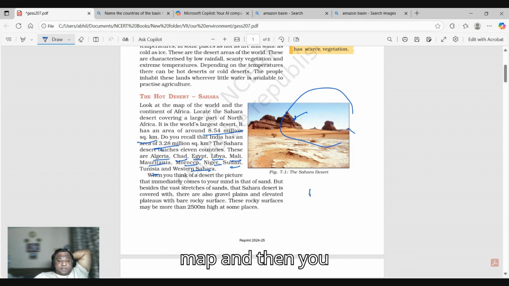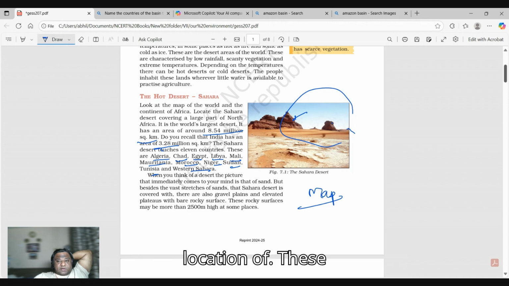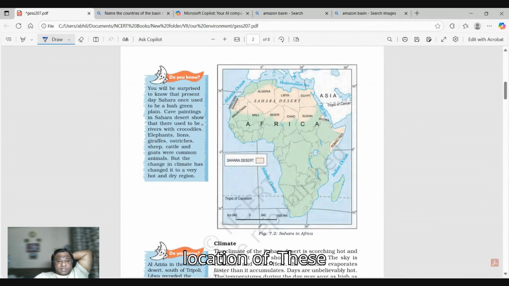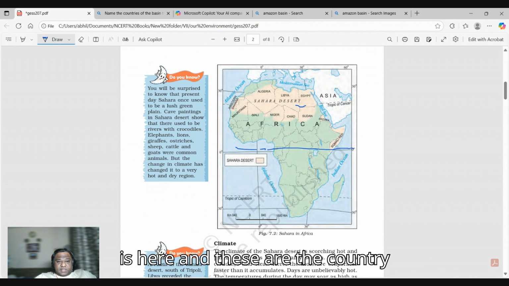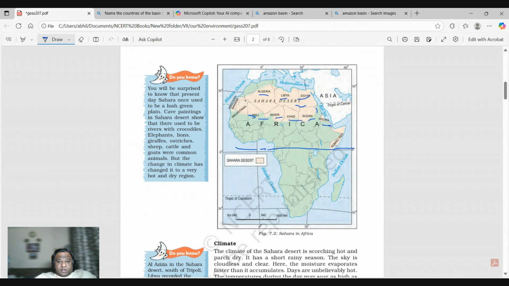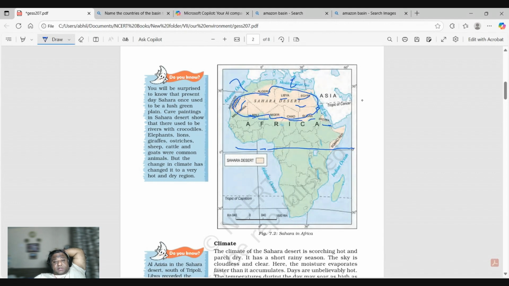So you have to see the map, and then you will be able to identify the location. Tropic of Cancer passes over here, equator is here, and these are the countries we spoke about. And this is entire Sahara. Mediterranean Sea, Atlantic Ocean, Red Sea. The Sahara Desert has this area.